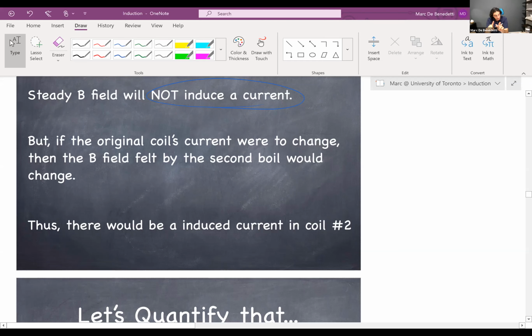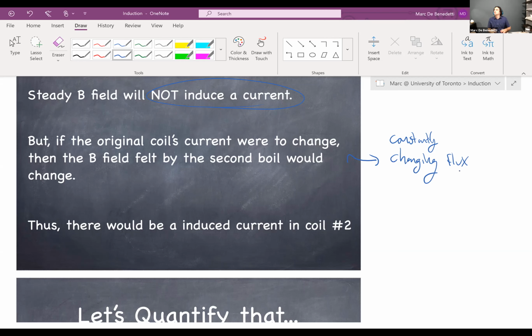Then the B fields felt by the secondary coil will be constantly changing direction. Perhaps the same magnitude, but always changing direction. So this would actually result in a constantly changing flux. So the key here is, for a transformer, you need to have AC current in the primary coil, because you need to have the constantly changing flux.